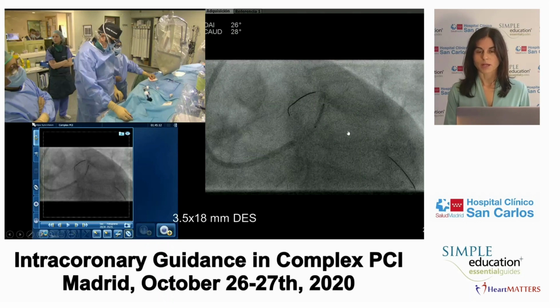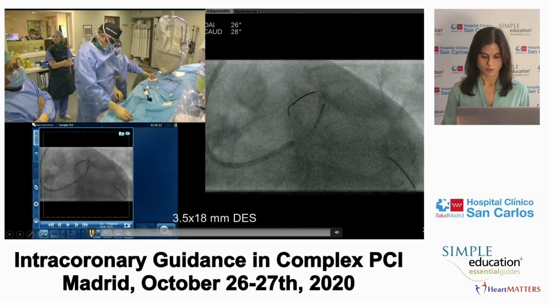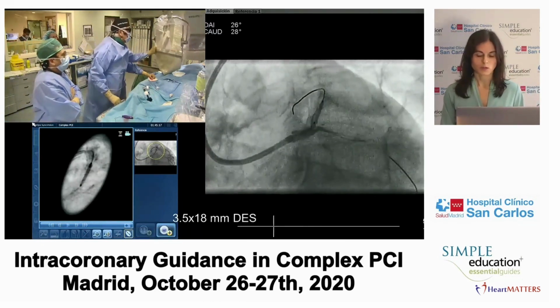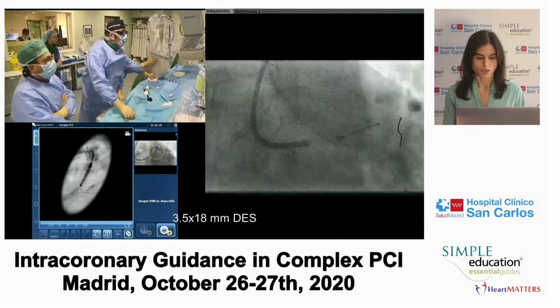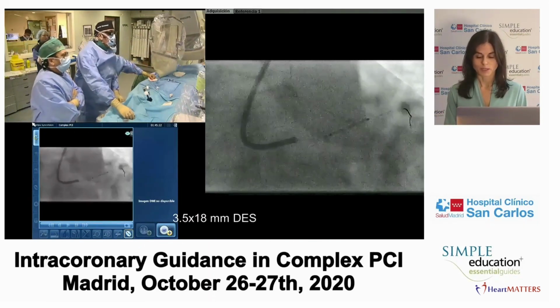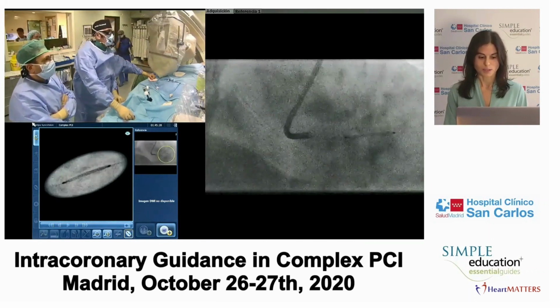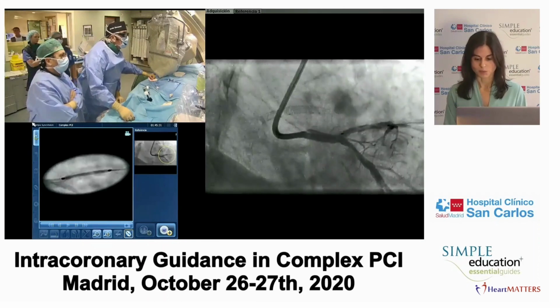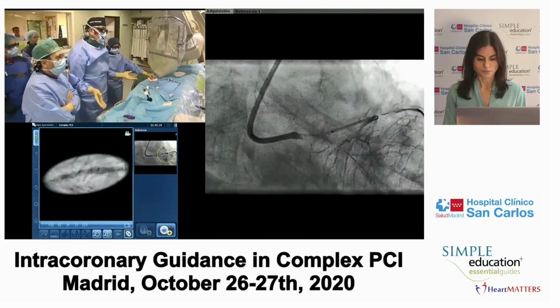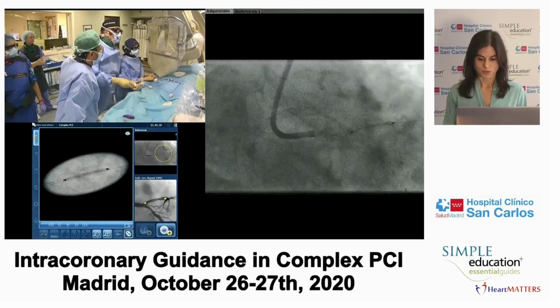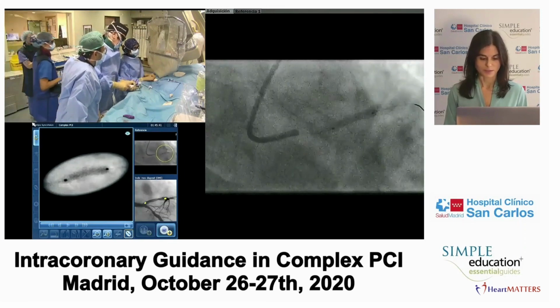And based on the references I've shown you before, we chose a 3.5 by 18 millimeter DES. You can see here we are positioning the stent. We wanted to be very precise with this proximal position because we wanted to be close to the ostium in this area where we had this good luminal area, without really getting into the left main, without jailing the circ. So we are using rotational angiography to try to adjust the stent properly in different angulations. And we were happy with that position, and we are now implanting the stent at this level.